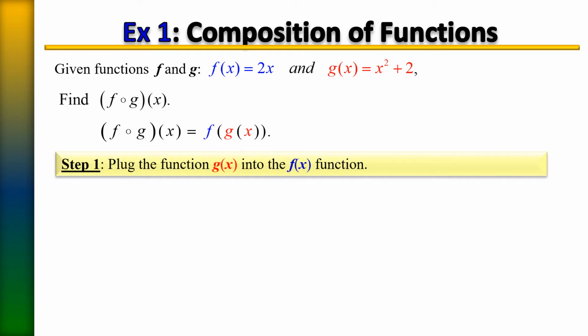When we do so, it's going to look like so. All we need to do now is distribute the 2. That's going to be 2 times x squared, which is 2x squared, and then 2 times 2, which is 4. And so f of g of x then is going to equal 2x squared plus 4.